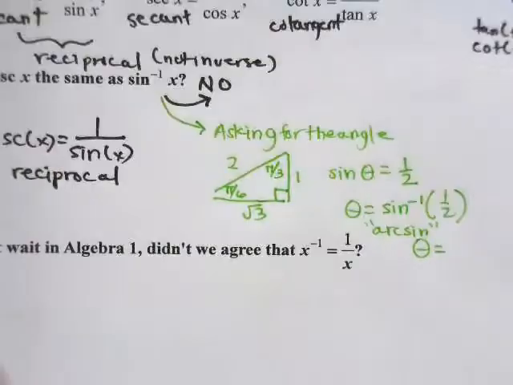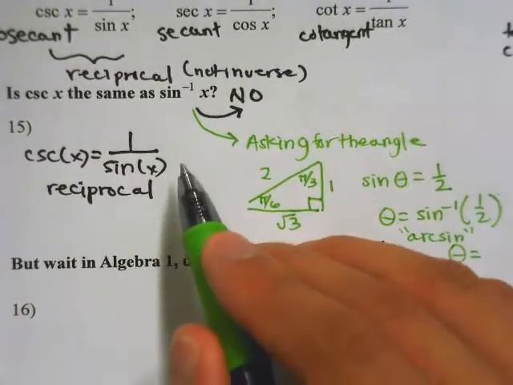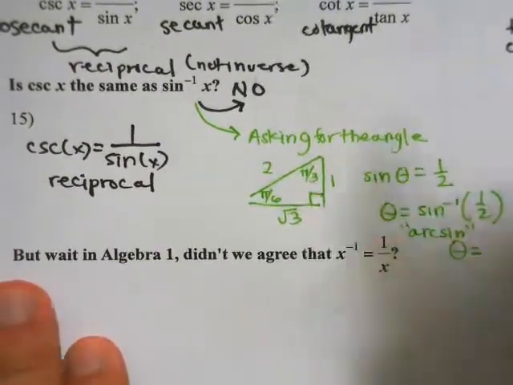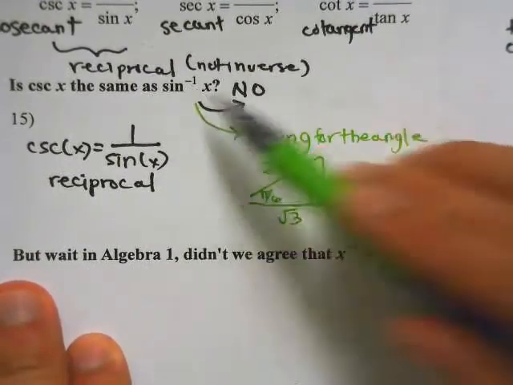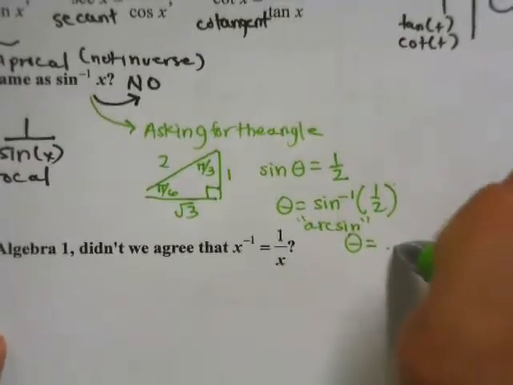Just to clarify, they are not the same. Cosecant is 1 over sine of x. It's a reciprocal function. But if you see arc sine, sine to the negative 1, it is asking for the angle.